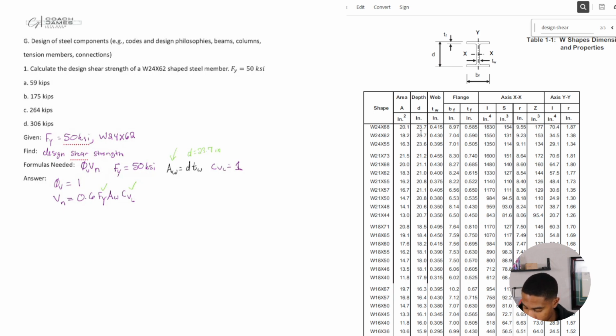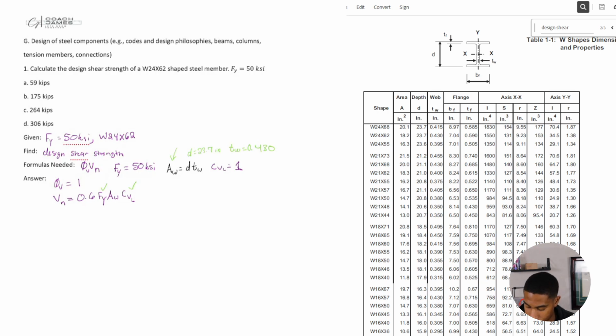What about T sub W or TW? TW is the web thickness, right? And that web thickness for a 24 by 62 is 0.430. T sub W is equal to 0.430. Okay.